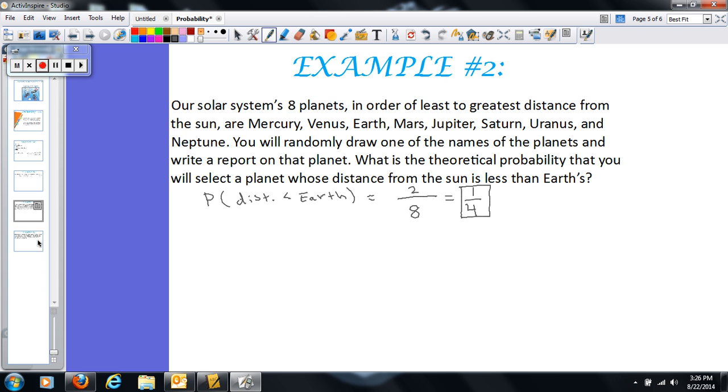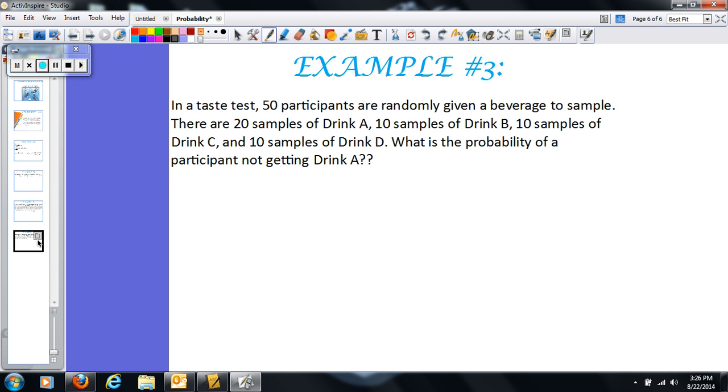So, example number 3. In the taste test, 50 participants are randomly given a beverage to sample. There are 20 samples of drink A, 10 samples of drink B, 10 samples of drink C, and 10 samples of drink D. What is the probability of a participant not getting drink A? Okay, so we have the probability of not drink A.